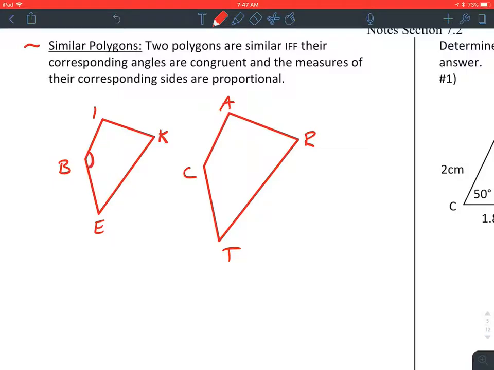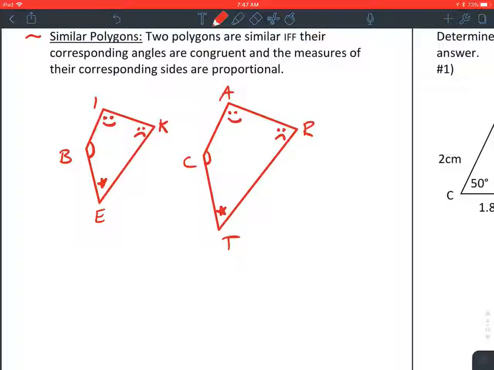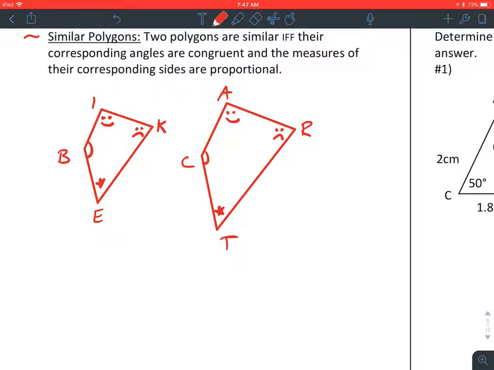Well, let's mark that. Let's say that B corresponds to C, and let's say that I corresponds to A, and let's say that K corresponds to R, and let's say that E corresponds to T. If their corresponding angles are congruent and the measures of their corresponding sides are proportional.